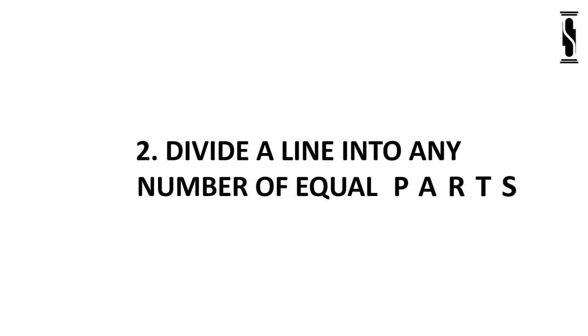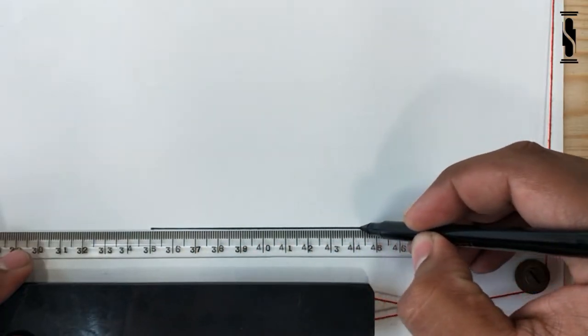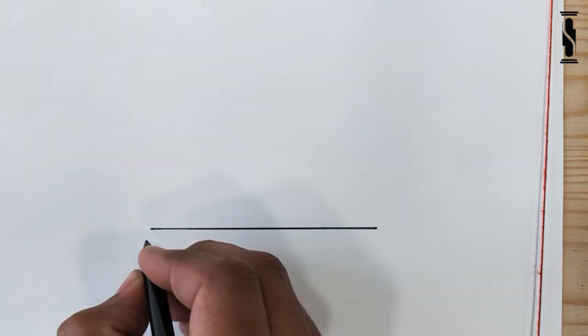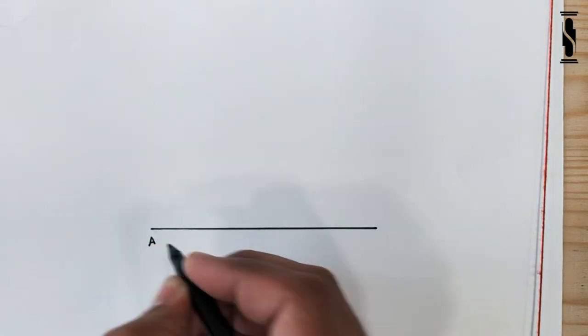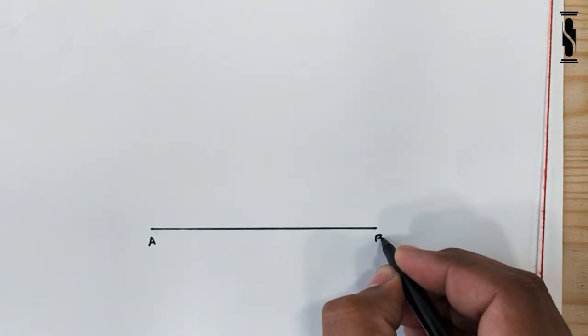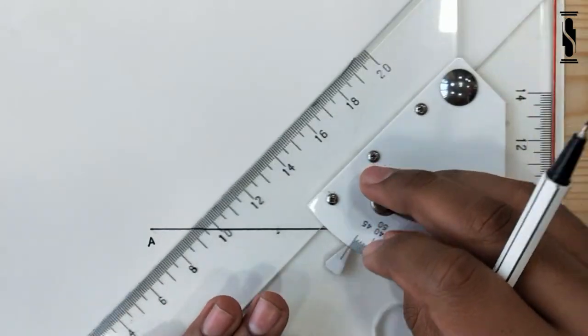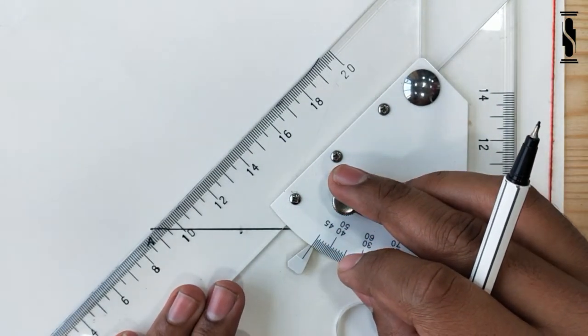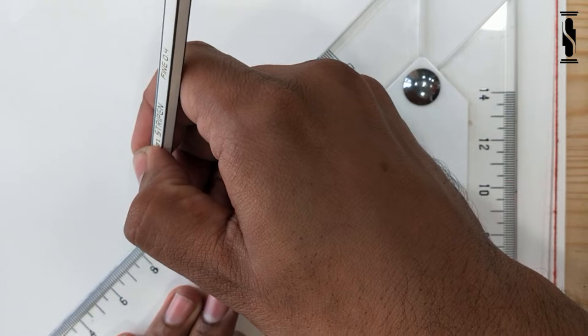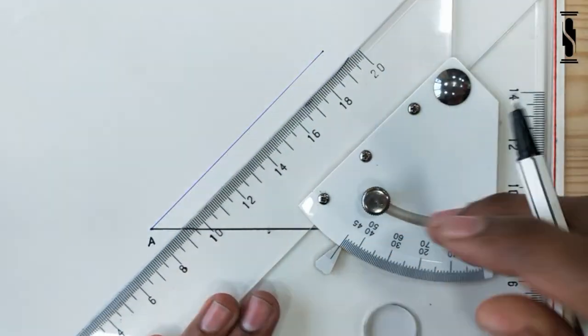Divide a line into any number of equal parts. Here, we will divide a line of 10 cm into 7 equal parts. Draw a line AB, according to given length. Draw another line AC at an acute angle from point A, preferably at any angle less than 45 degrees.